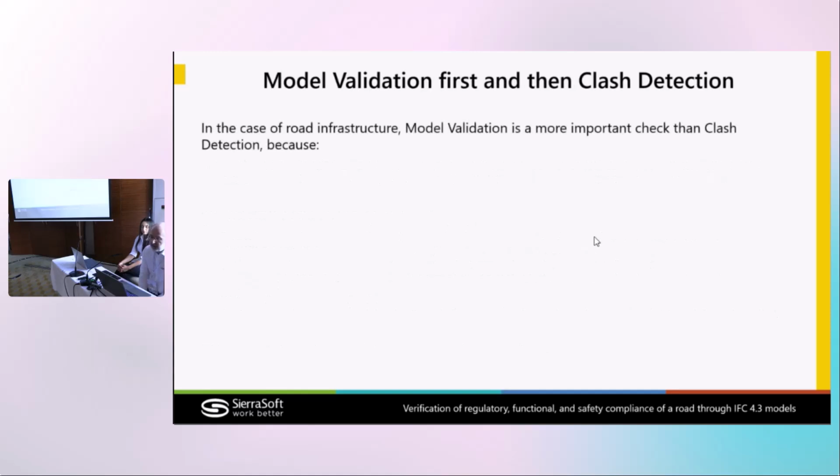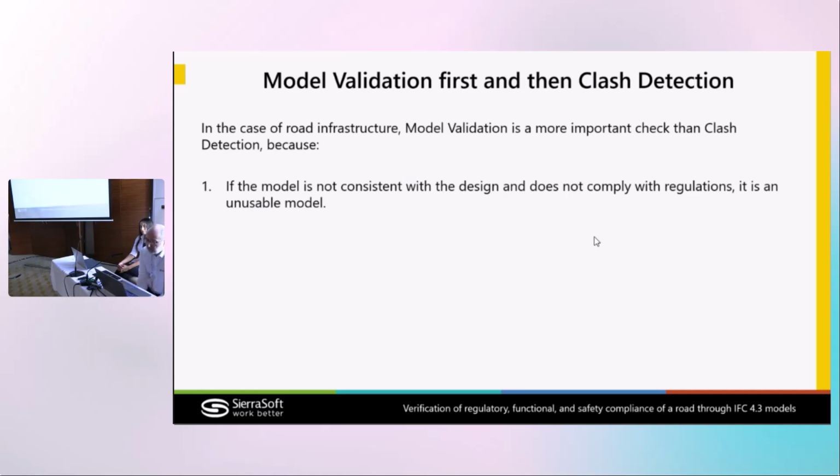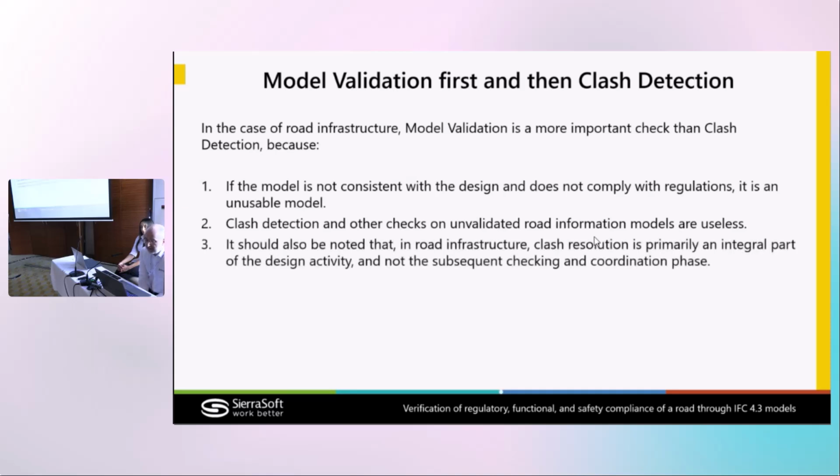In the case of road infrastructure, model validation is a more important check than clash detection, because if the model is not consistent with the design and does not comply with regulation, it is an unusable model. Clash detection and other checks on an unvalidated road information model are useless. And it should also be noted that in road infrastructure, clash resolution is primarily an integral part of the road design activity, and not the subsequent checking and coordination phases.